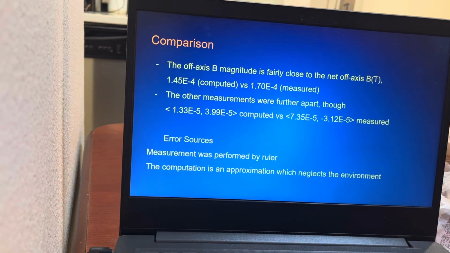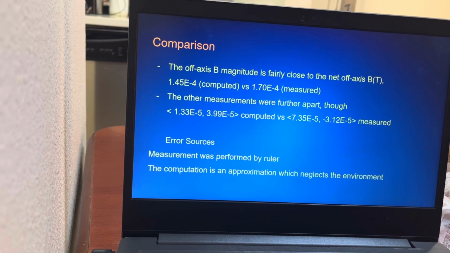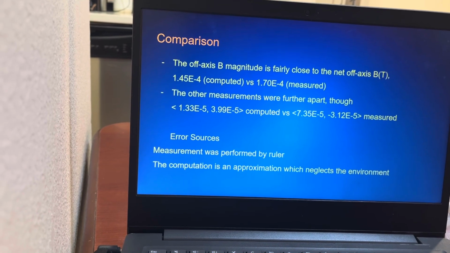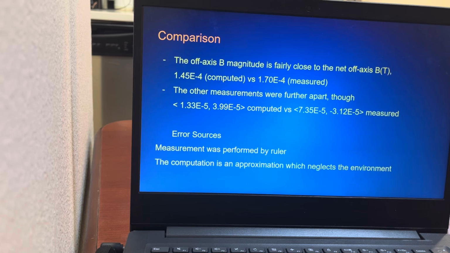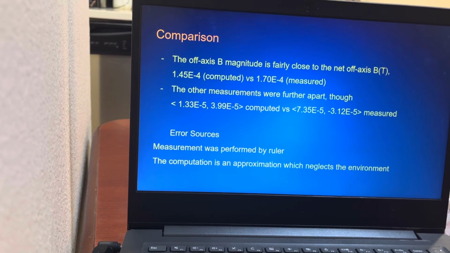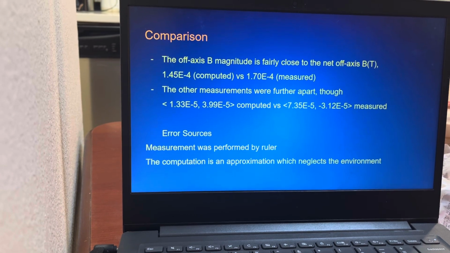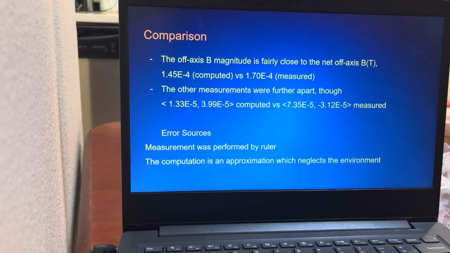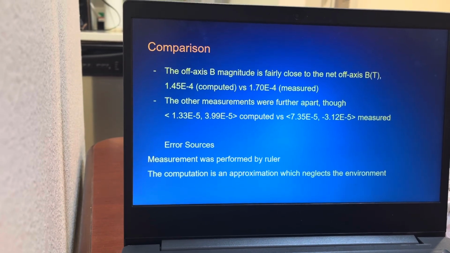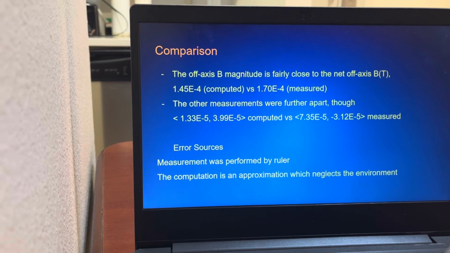So in comparison, the off-axis magnitude is very close to the net off-axis for the measured values. It was 1.4 times 10 to the negative 4 computed versus 1.7 times 10 to the negative 4 measured. But for the other magnitudes, the other values, they were considerably further apart. So obviously there was something wrong with either our measurements or with our calculations.